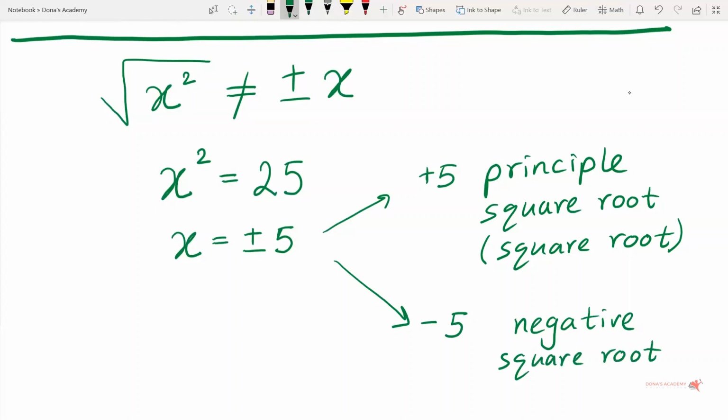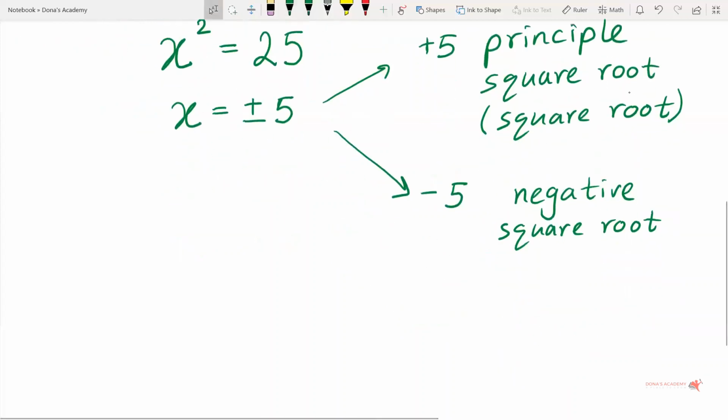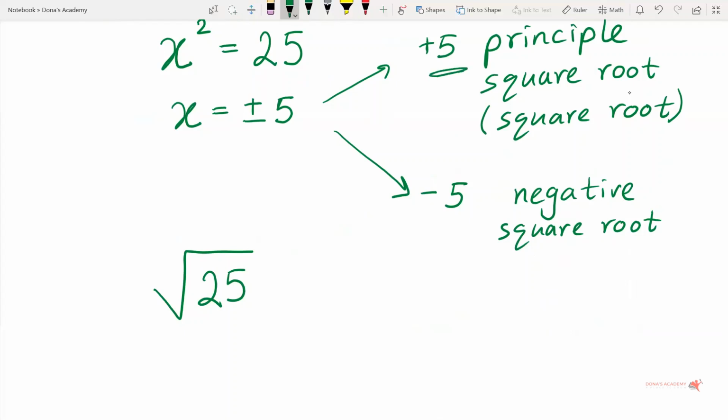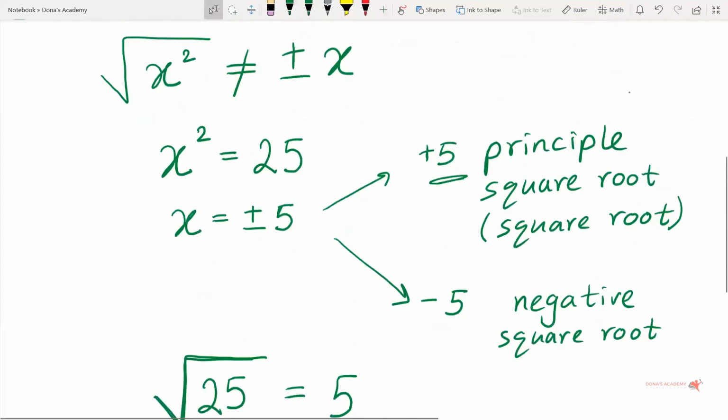Now, if you write this with the symbol square root of 25, then this represents only the positive answer, only the principal square root. This is a definition or a notation. This one represents only the positive answer. So that's why this is incorrect.